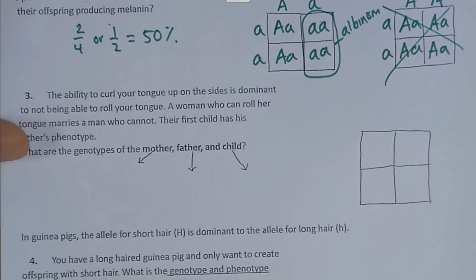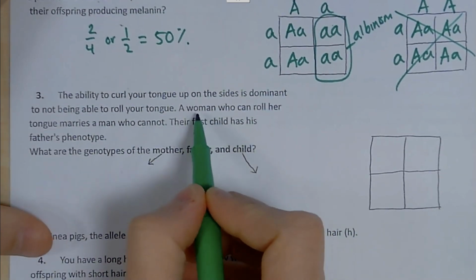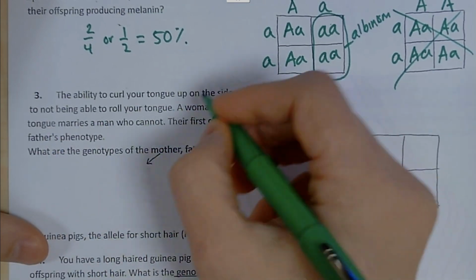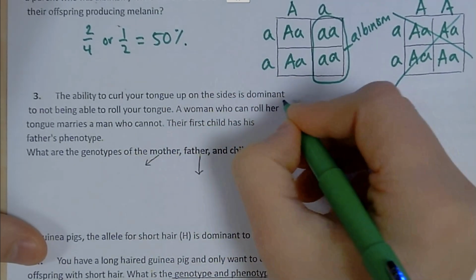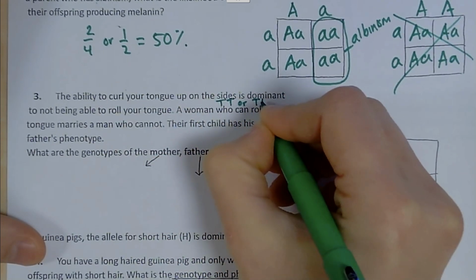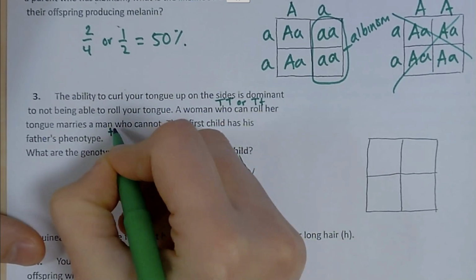Number 3. The ability to curl your tongue up on the sides is dominant to not being able to roll your tongue. A woman who can roll her tongue marries a man who cannot. Their first child has the father's phenotype. So if we're saying the mom can roll her tongue, and we know that rolling your tongue is dominant, let's just use the letter T. So it could be homozygous dominant or heterozygous. However, the man cannot, and the only way you cannot is recessive, so that's lowercase.